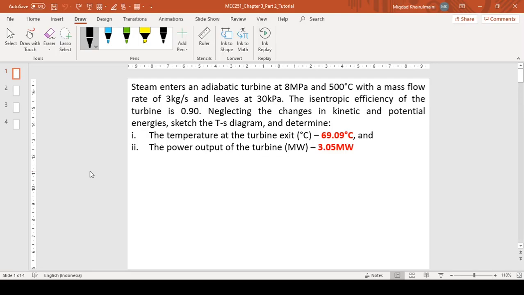So we have steam which enters an adiabatic turbine at 8 megapascal, 500 degrees Celsius, with a mass flow rate of 3 kilograms per second, and it leaves at 30 kilopascal. The isentropic efficiency of the turbine is 0.9, or in other words 90%. Neglecting the changes in kinetic and potential energies, we have to sketch the TS diagram and also determine number 1, the temperature at the turbine exit.